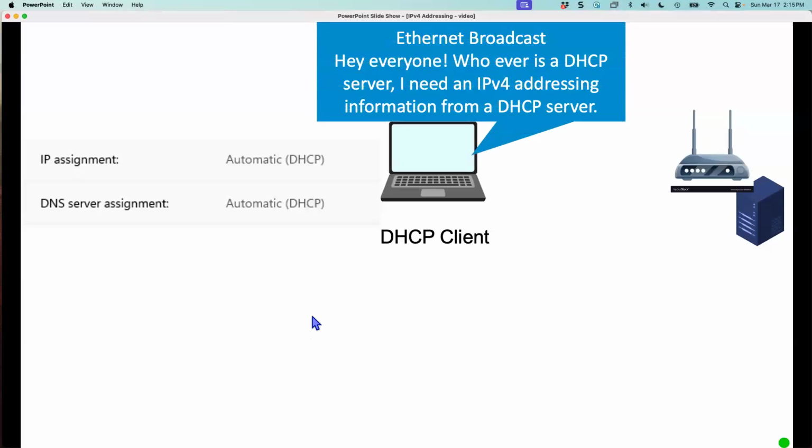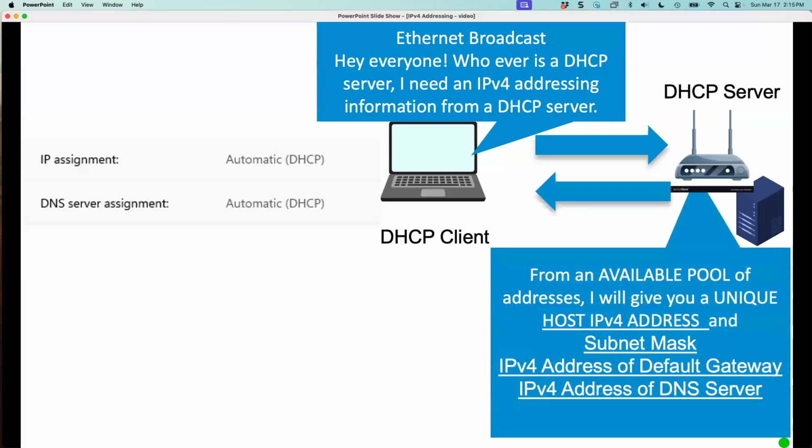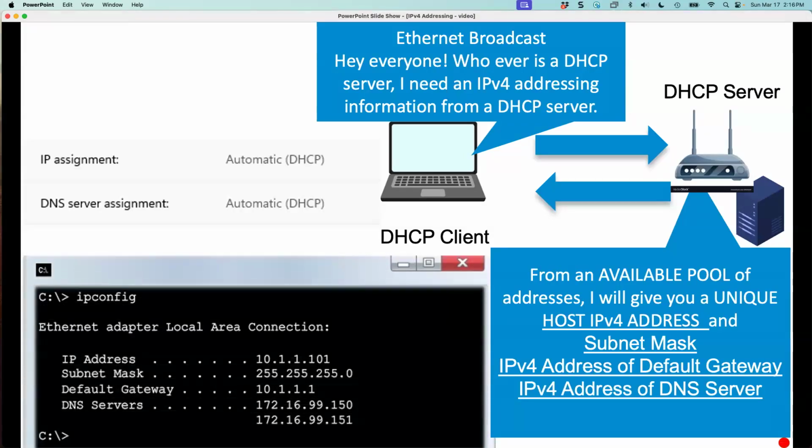DHCP. So typically what happens when a device joins a network, wired or wirelessly, it sends out an Ethernet broadcast, saying, who out there is a DHCP server? I need IPv4 addressing information. Your DHCP server, typically your router on your home network, will respond and give you an address from its pool, and also give you a subnet mask, default gateway IPv4 address, and an IPv4 address of a DNS server. Those three things are going to be the same for everybody. What you're going to get is a unique IPv4 address, 101 in this case. The default gateway, DNS server, and subnet mask will be the same for everybody.